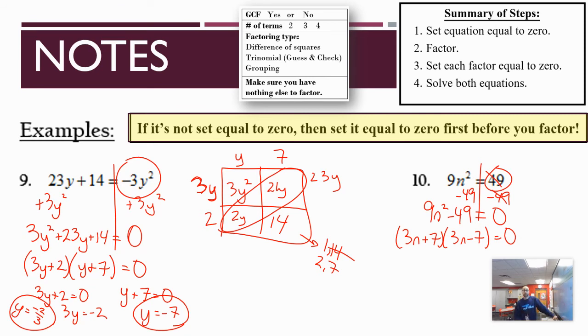Once we factor, set each factor equal to 0 and solve. And again, similar steps, just some opposite signs here. So subtract 7, and then I divide by 3, I get n equals negative 7/3. And the other one, you're going to notice we get kind of opposite signs. So n equals positive 7/3.